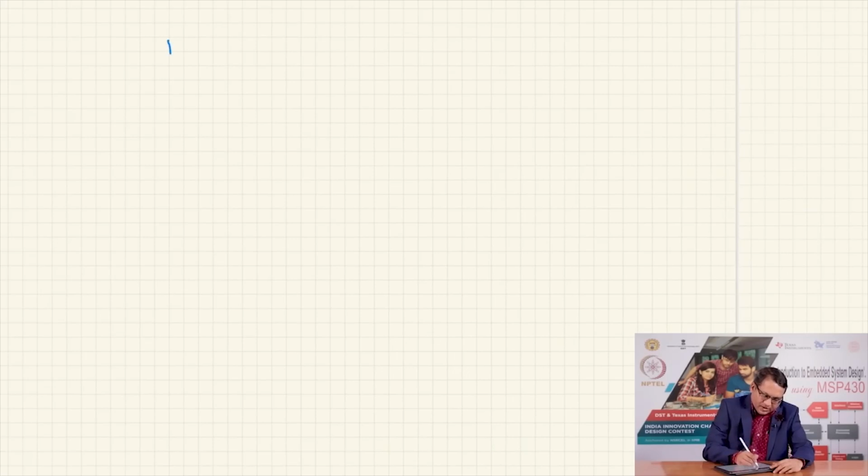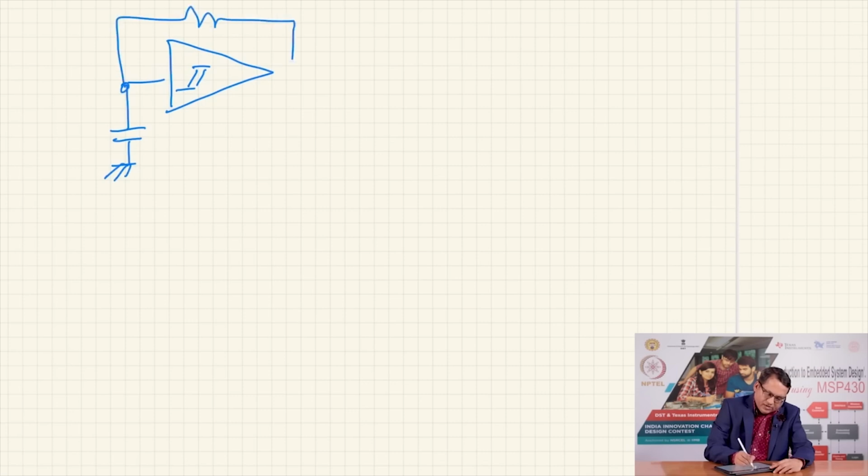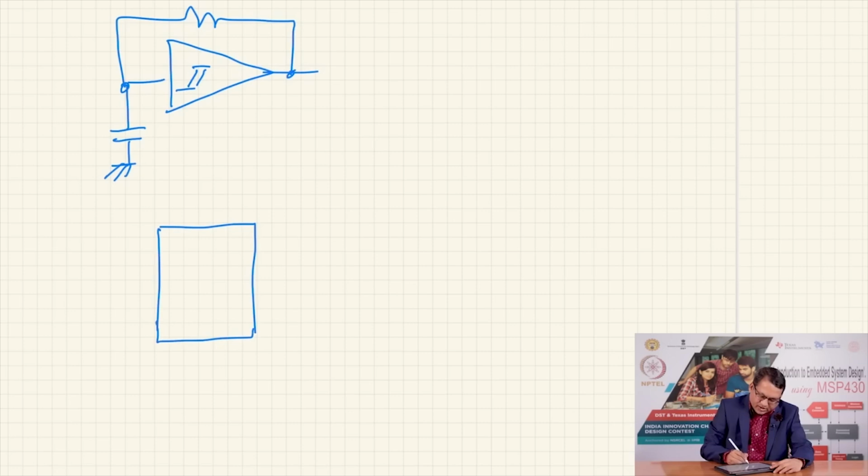So, one simple method we already discussed in a previous lecture was to use a Schmitt trigger with a capacitor and a resistor to generate the frequency. This could be used. Another one, you could use a very popular IC called the 555 timer IC.